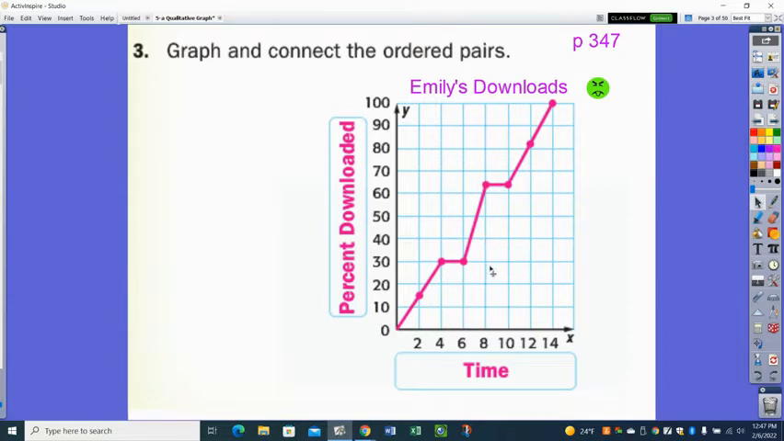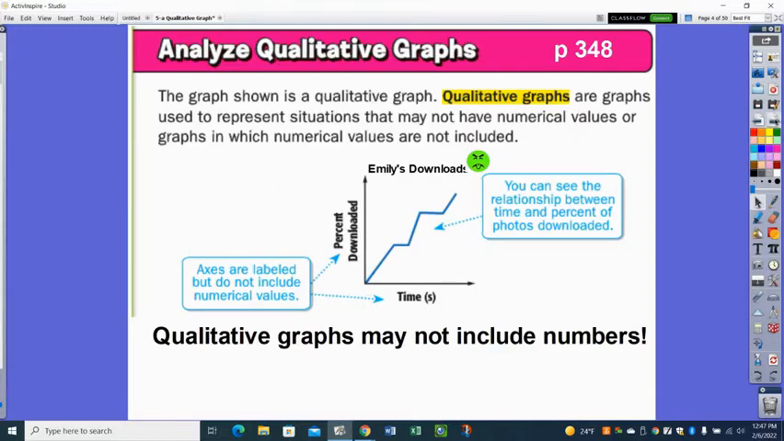So if we were to take the numbers off, which is what the book's doing on page 348, you can actually, without saying specific numbers, say the percent download was going up linearly, and then it stalled. All of a sudden, as time continued, no more was added on to the percent downloaded. And look at this steep piece. It shot up here and stalled again. So even without the numbers, you can see the relationship between the time and the percent downloaded. So qualitative graphs may not even include numbers, but given the title and the labels, you can tell the story of what's happening.